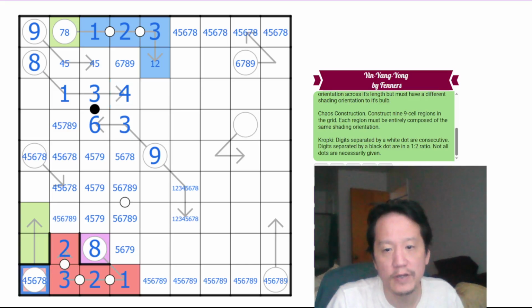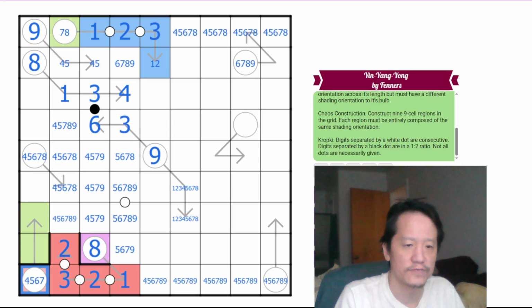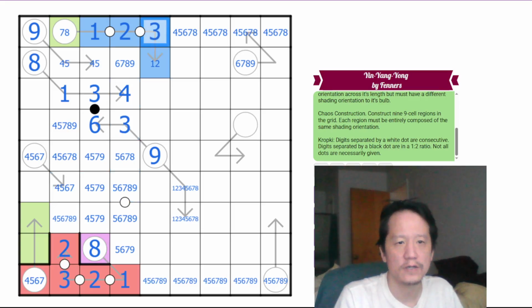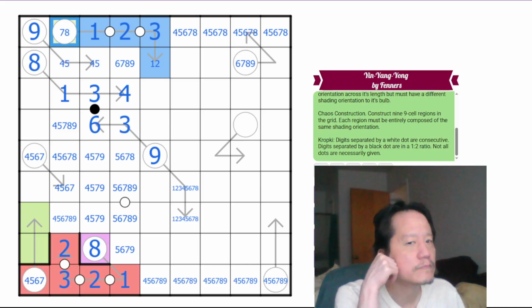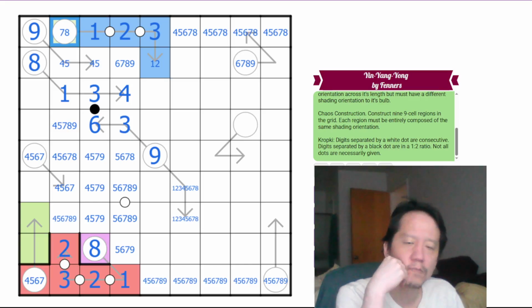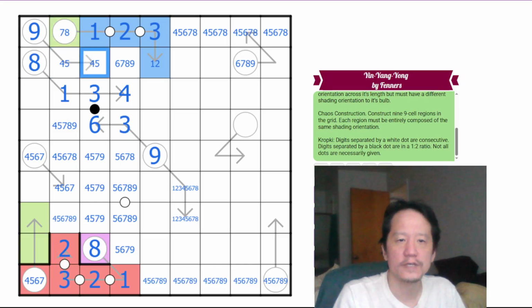This cannot be 8. Okay, so this is 4, 5, 6, 7. This can't be 8, so this can't be 8 here. This can't be 8 here. This can't be 8 here.